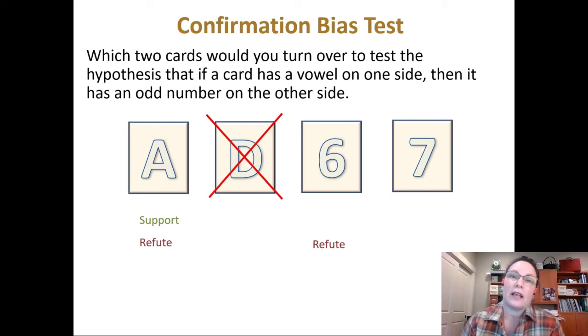Now, if there's a 6 and there's a D on the back of it, that doesn't do anything about our hypothesis. So it would still be in the running. So if I flip over the 6 and I find a D, I'm going to go next to the A, because it's the only other card that has a chance of showing me that I'm wrong.